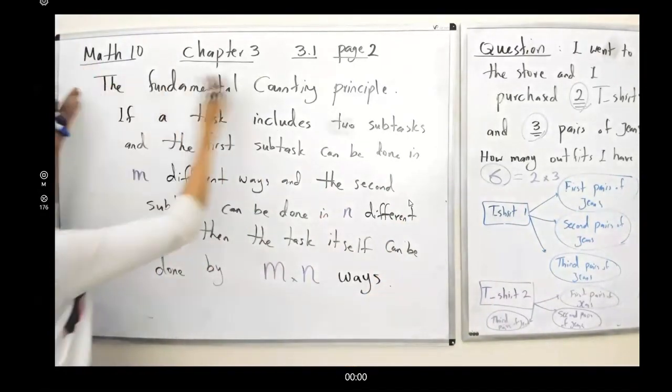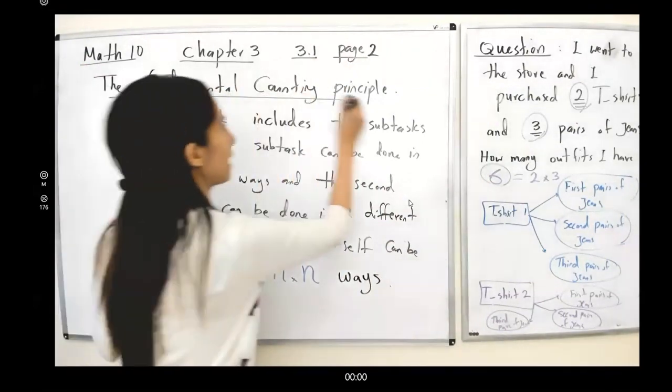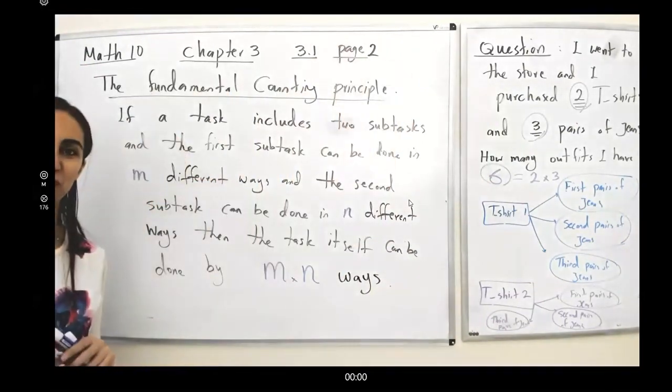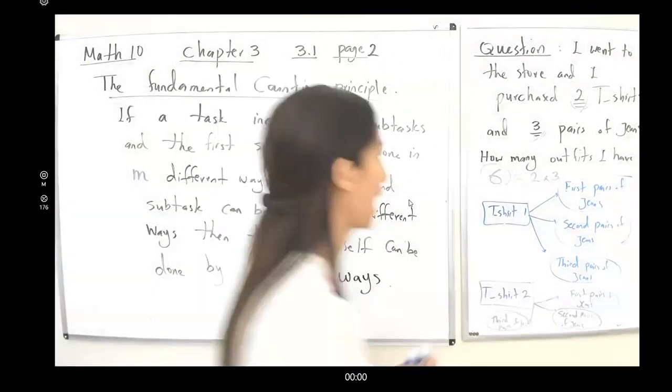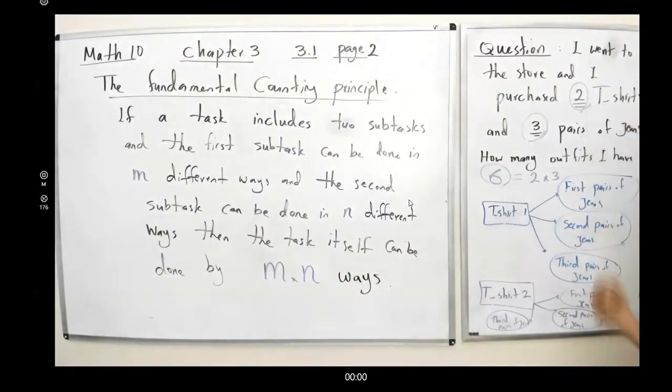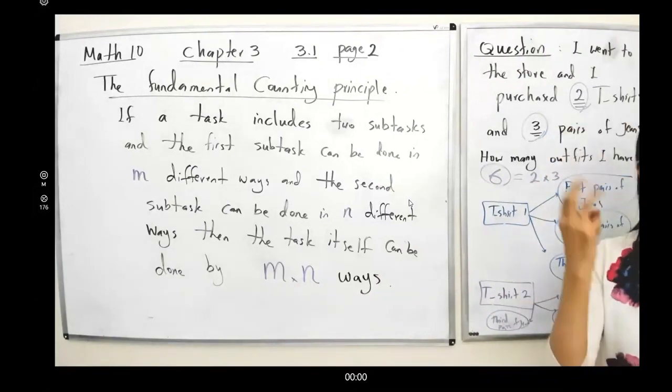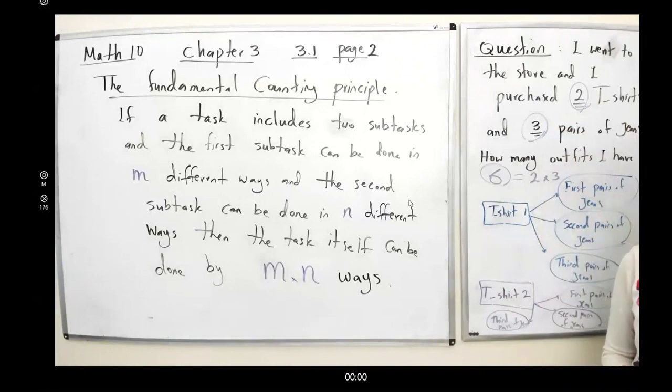This is called the fundamental counting principle. Like, I have 2 t-shirts, so I have 2 options for wearing the t-shirts, and I have 3 pairs of jeans, so I have 3 options to wear my jeans. In total, I have 2 times 3, which is 6 different ways to wear them all.